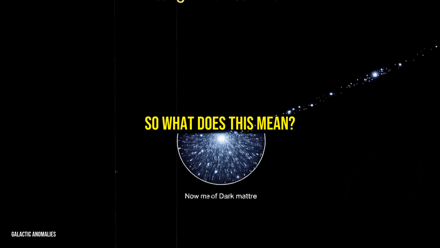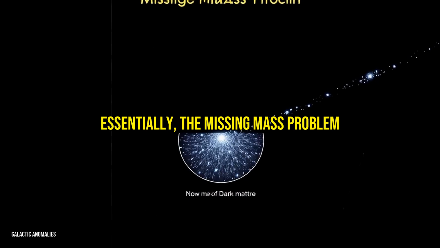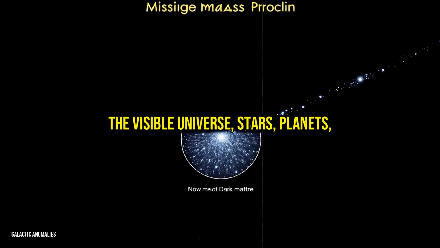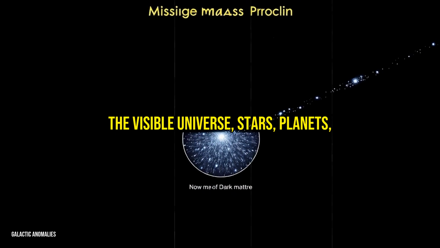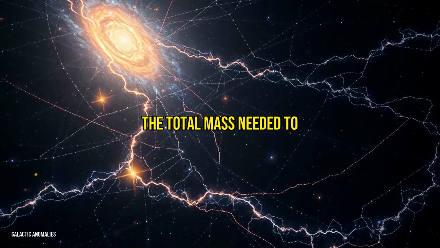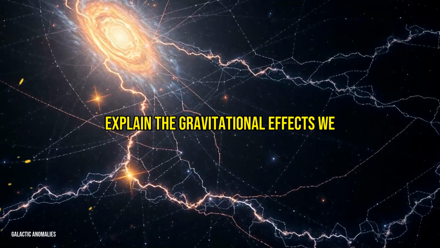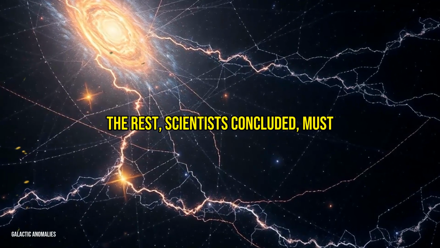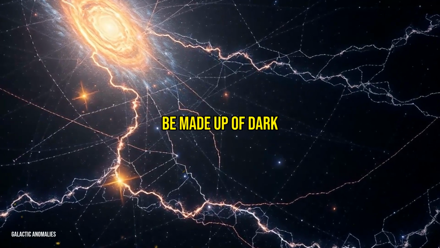So, what does this mean? Essentially, the missing mass problem revealed a glaring gap between what we could see and what we could measure. The visible universe, stars, planets, gas, and dust, accounts for only a small fraction of the total mass needed to explain the gravitational effects we observe. The rest, scientists concluded, must be made up of dark matter.